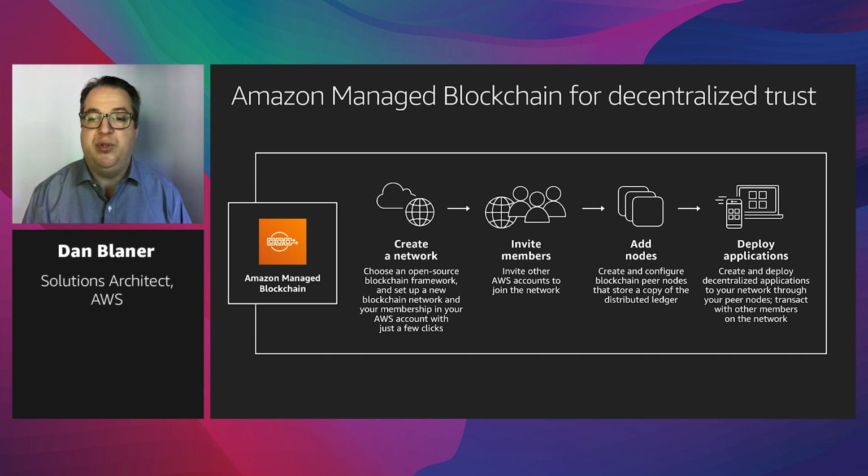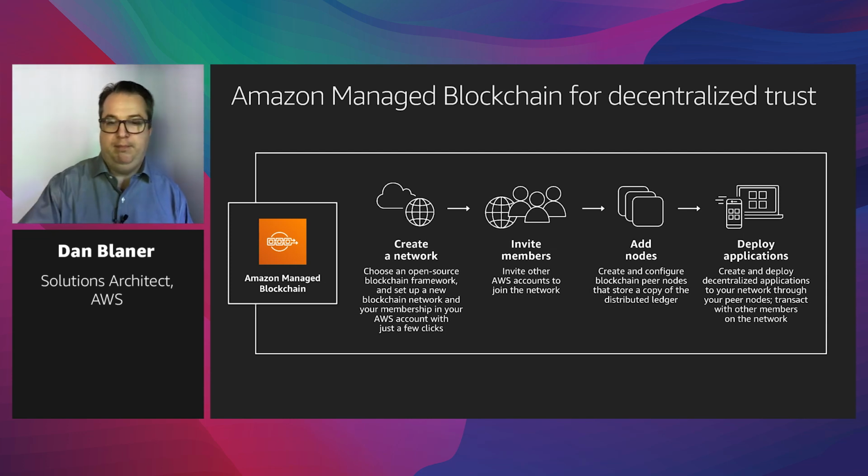A range of node types are available depending on your transaction throughput requirements. Once your network is set up, you can build your smart contracts and applications and start transacting. With Managed Blockchain, you can get to this state in minutes. There are no databases to set up, Kafka nodes to provision, containers to build, none of that.